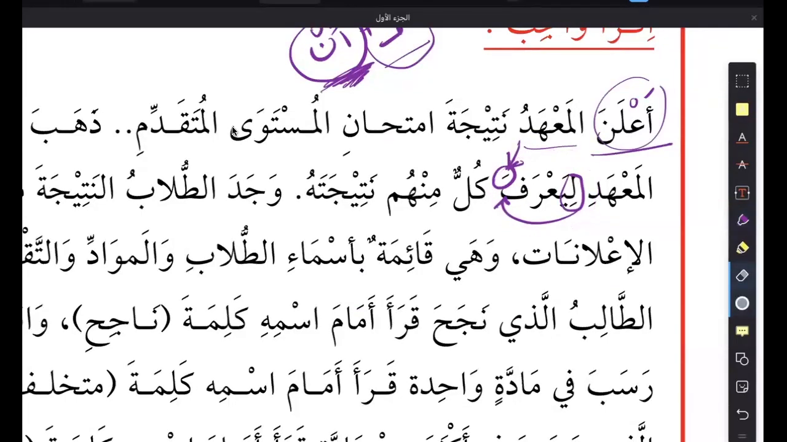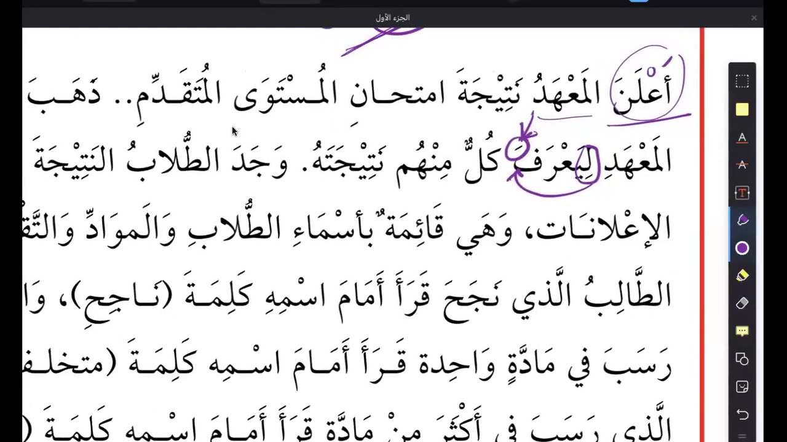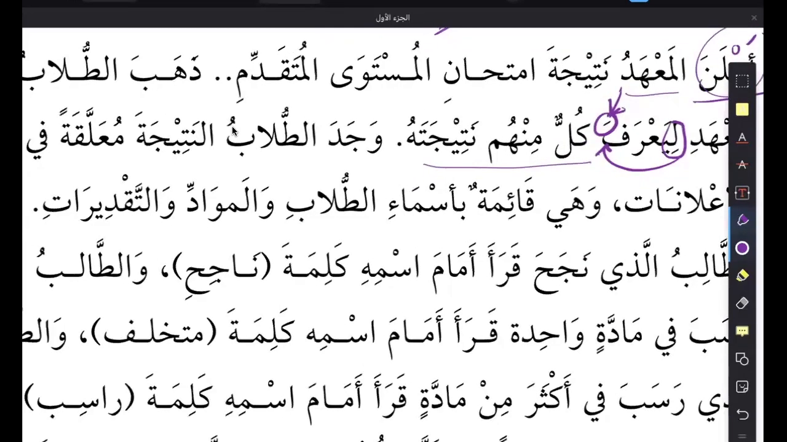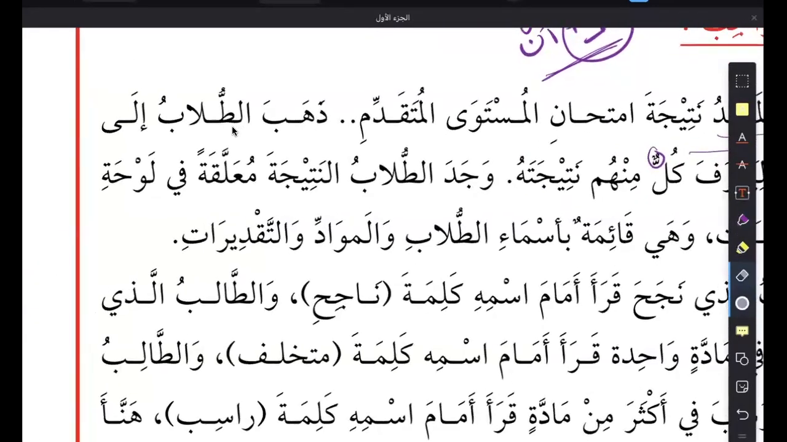That's not a problem. Now, كل منهم, all of them, نتيجته. So they want, all of them, in order to know their result. نتيجته, their result. Then we have وجد الطلاب نتيجة, same thing. وجد فعل, الطلاب فاعل, نتيجة is مفعول به. So the students found. Another question.